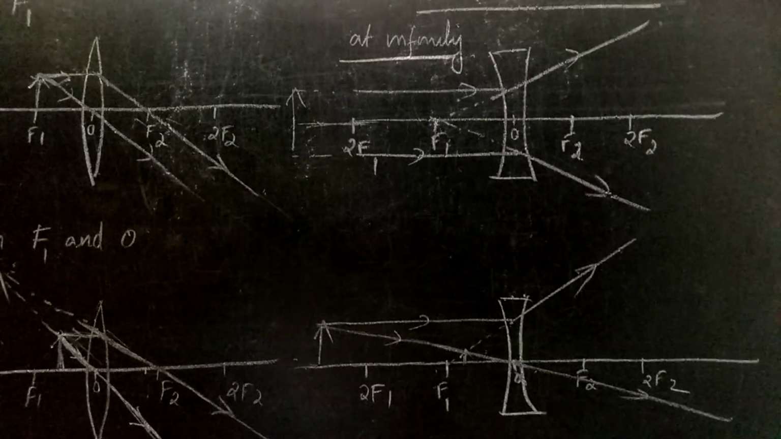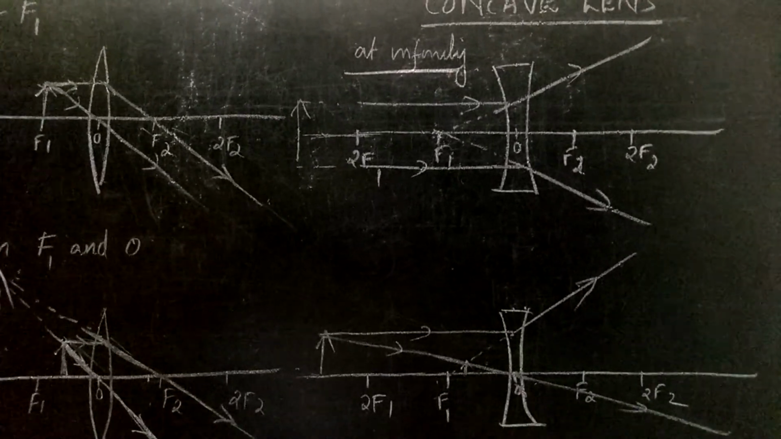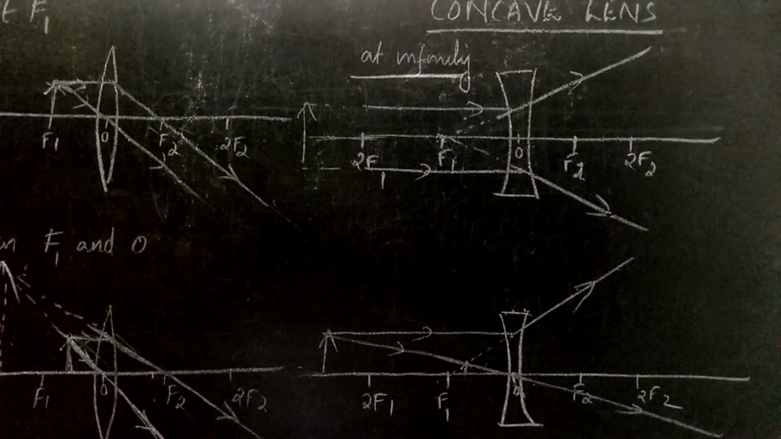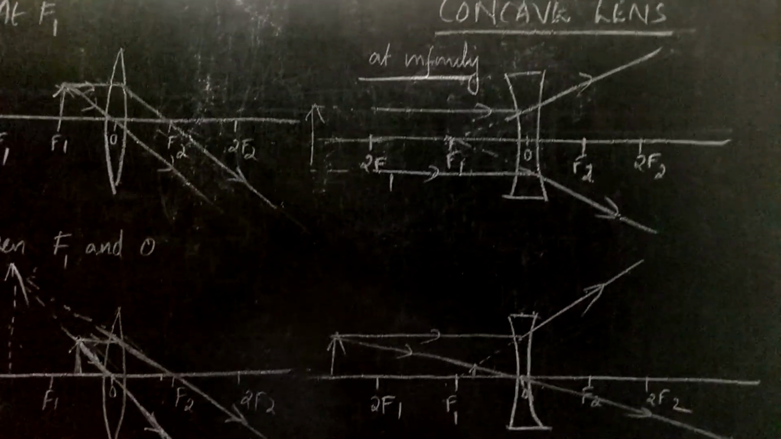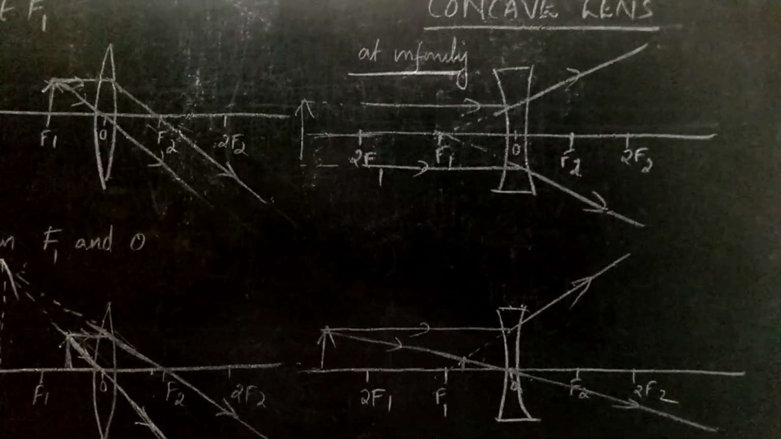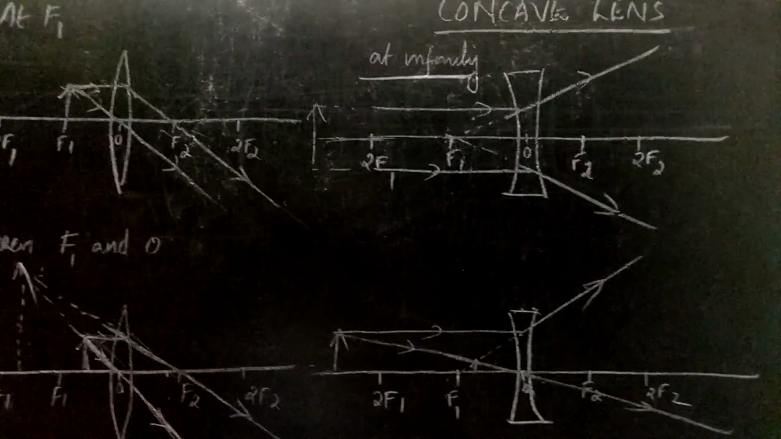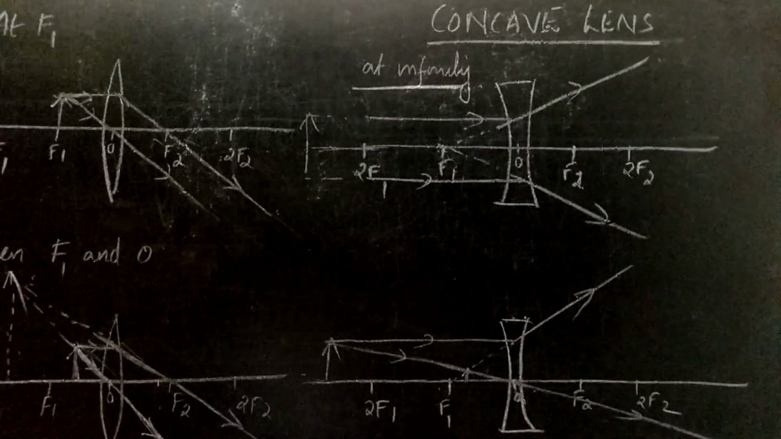So these are the diagrams based on image formation by convex lens and concave lens. So practice and study well, because these diagrams may be confused with the diagrams of spherical mirrors. So practice well.